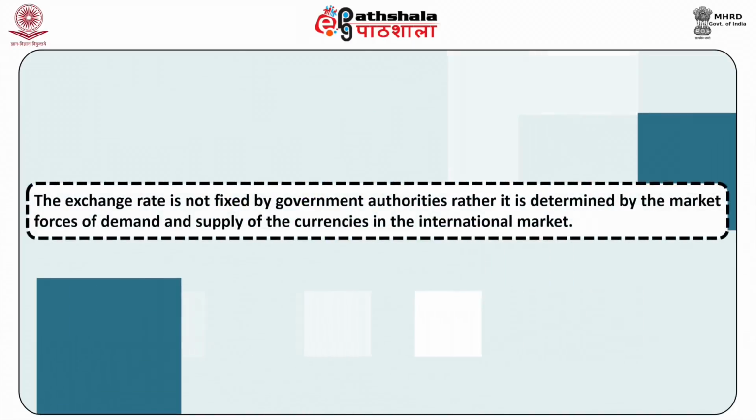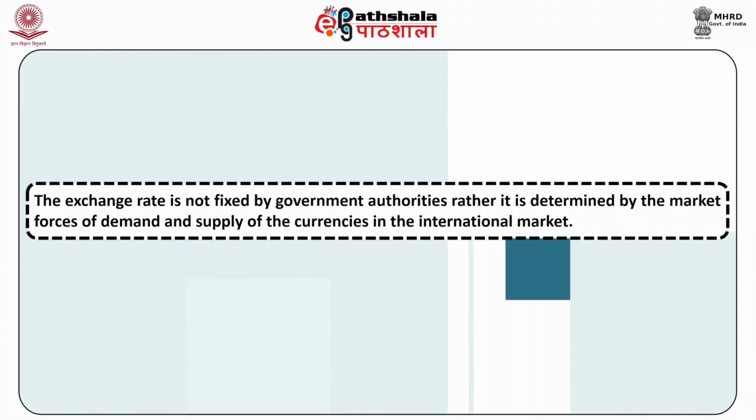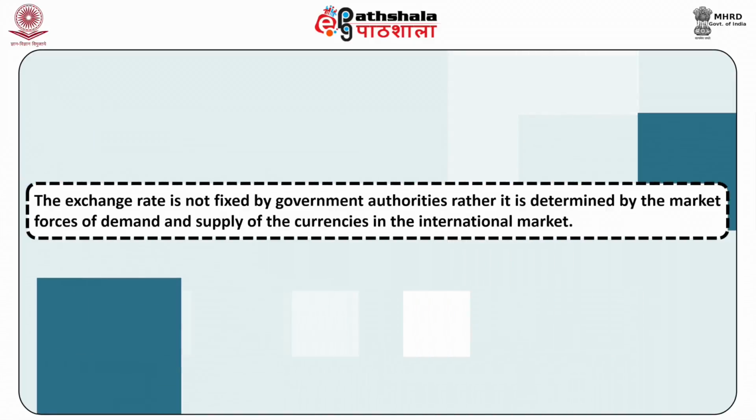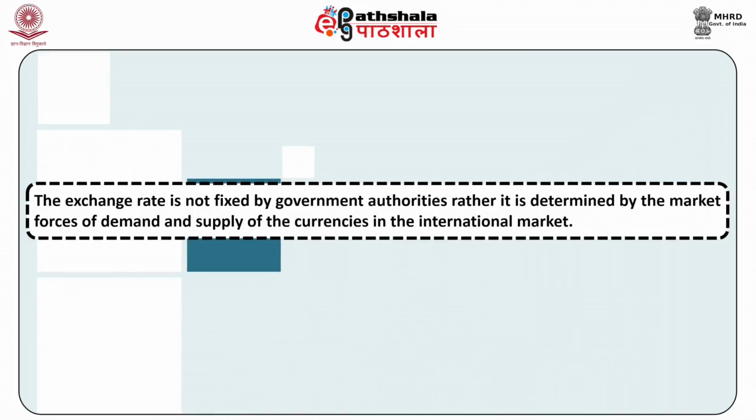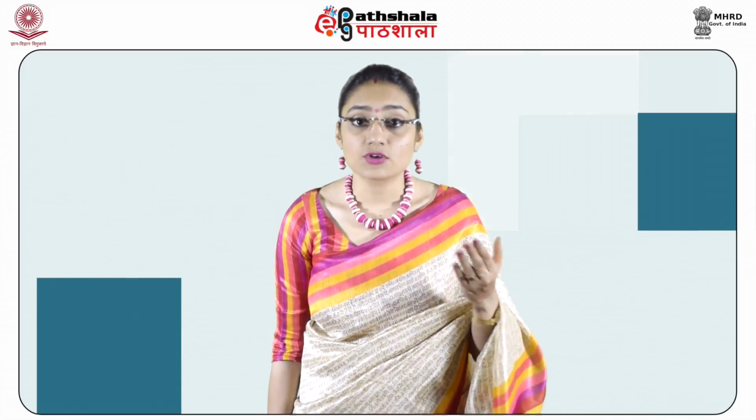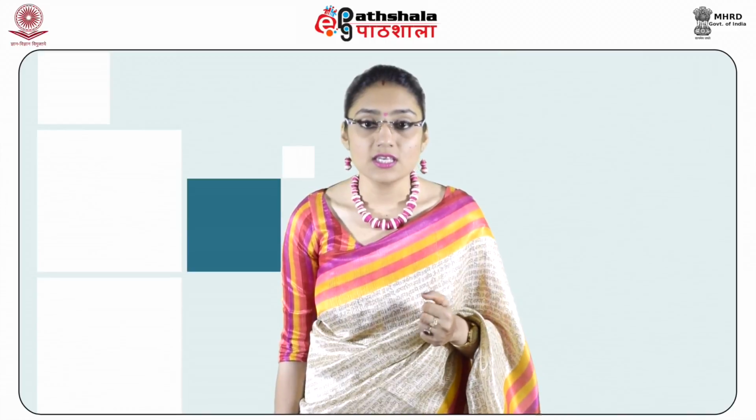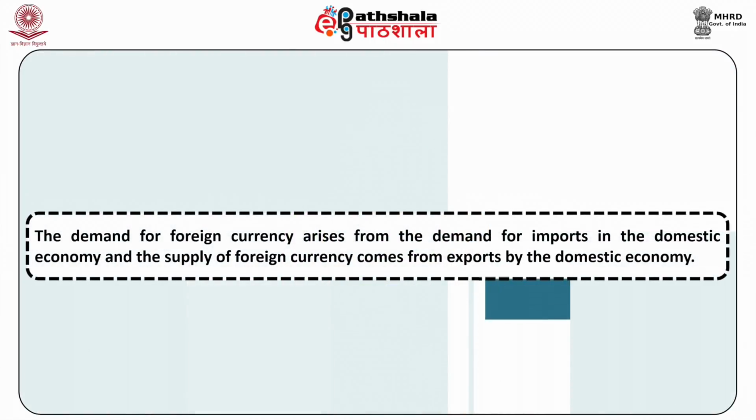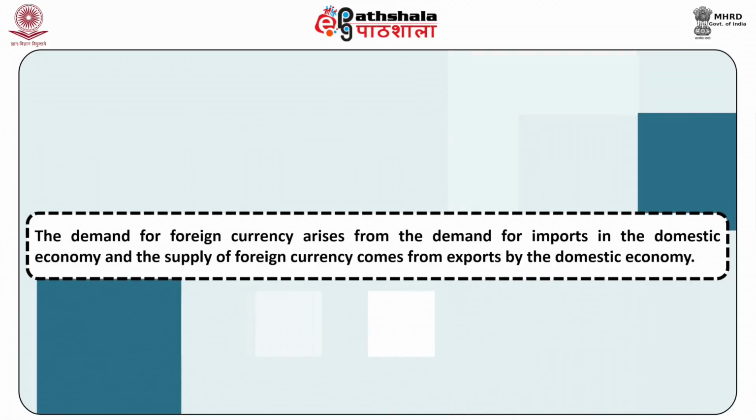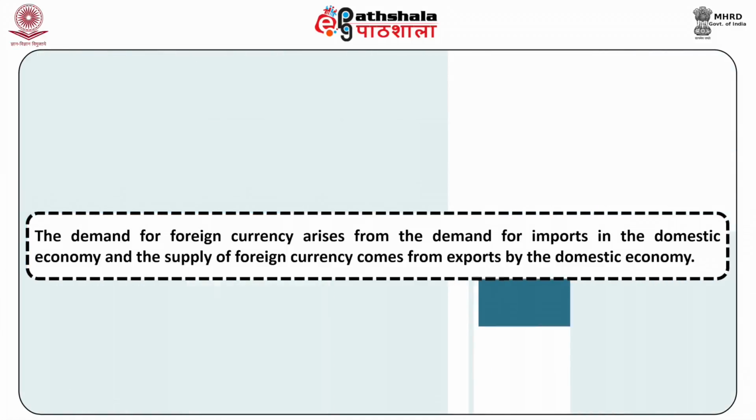With this came the system of flexible exchange rates, where the exchange rate is not fixed by the government authorities, rather it is determined by the market forces of demand and supply of the currencies in the international market. If in an economy the demand for a particular foreign currency increases, then the price of this currency in terms of domestic currency will shoot up. This in turn will lead to depreciation in the domestic currency and appreciation in the foreign currency in the domestic economy. The demand for foreign currency arises from the demand for imports in the domestic economy, and the supply of foreign currency comes from the export by the domestic economy.